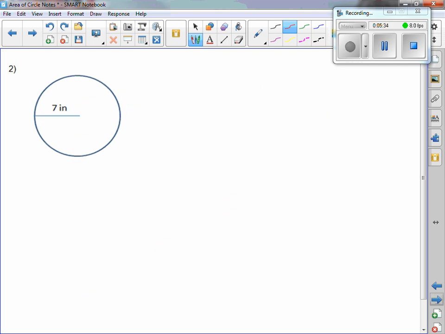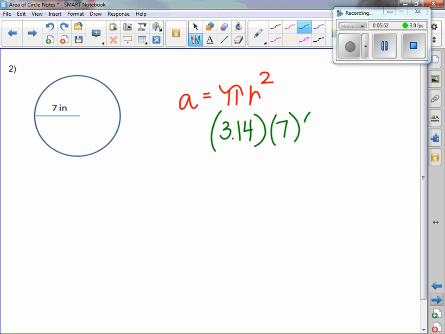Number 2. Again, always start out, write your formula. Area equals pi times radius squared. In this problem, they gave us the radius, so we're good to go ahead and start filling out our formula. Pi is 3.14. Radius squared is 7 times 7 again. We know 7 times 7 is 49. So I have 3.14 times 49 to give me my area. So go ahead and take a minute and multiply that out.